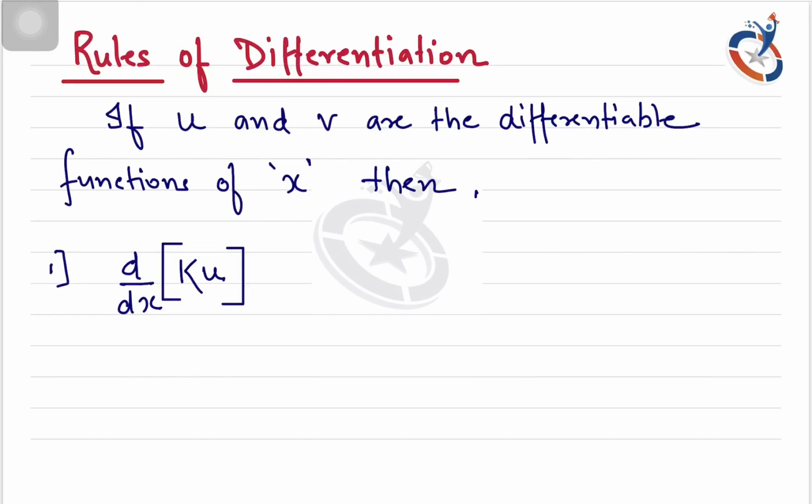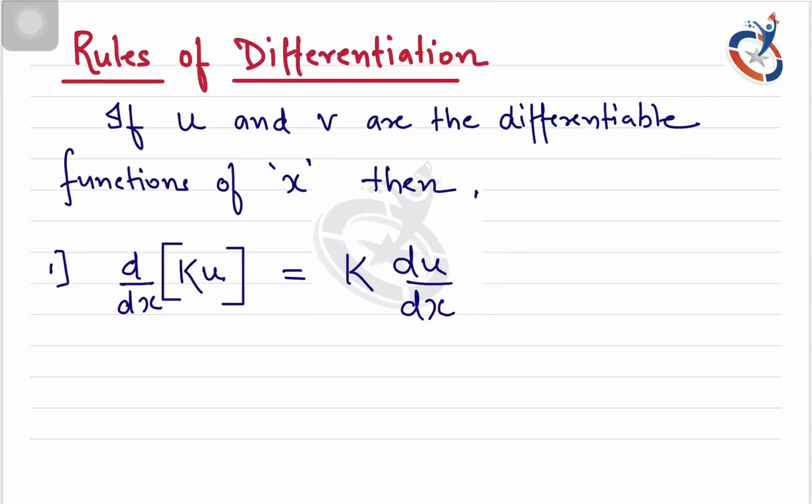So the first rule. Now generally if u and v are differentiable functions of x. So you have studied so many functions ka formula. Suppose u is sin x, v is log x. So u is any function of x, v is any function of x. So if u and v are differentiable functions of x, okay, then what's the derivative of k into u? K is a constant, k into u. So what do you do here? You have to keep the constant out, and take the derivative of u.